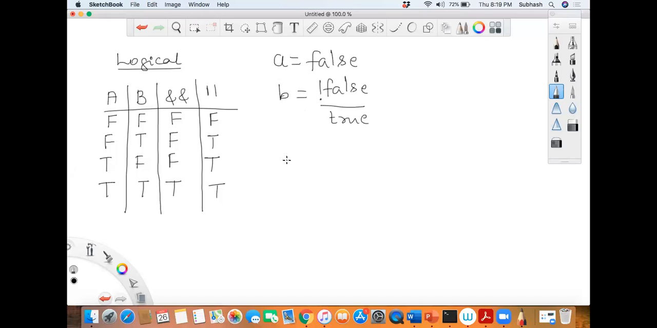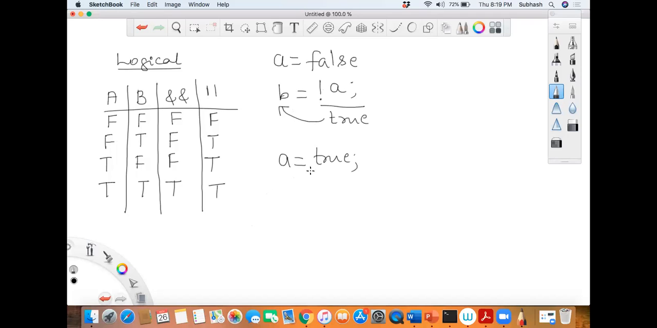And then if I say A is equal to false, and then I say B is equal to not of A. A is false, right? When I say not of false, what happens? It becomes true. So what gets stored into B? True gets stored into B.